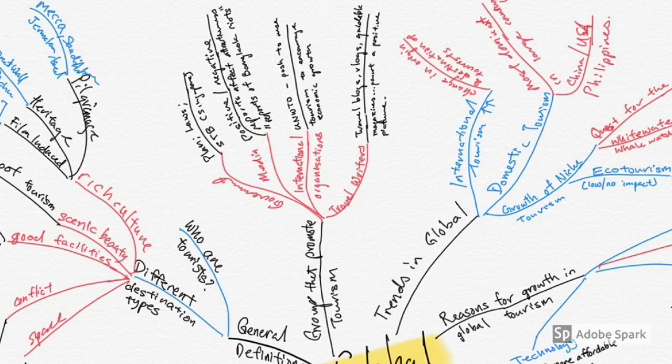The next branch that we're looking at are groups that promote tourism. So we have the government, the media, international organizations, as well as travel writers. These four groups, because it's four factors, it can very easily come out as an open-ended question. So you need to be able to compare two or more of these groups as in their effectiveness in terms of promoting tourism.